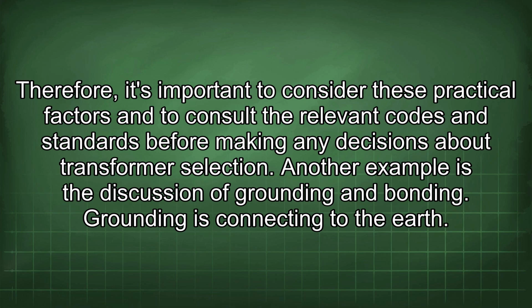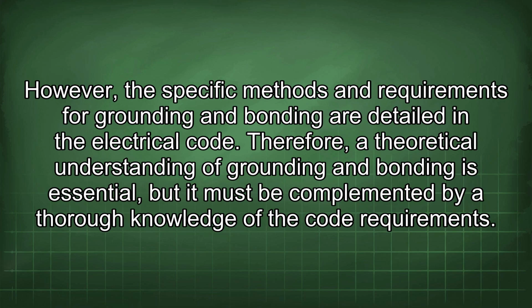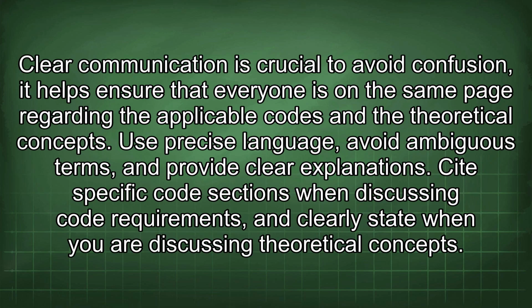Grounding is connecting to the earth. Bonding is connecting metal components together. Electrical theory explains the principles behind grounding and bonding. These principles are there to protect people from electrical shock and to provide a path for fault current to flow back to the source. However, the specific methods and requirements for grounding and bonding are detailed in the electrical code. Therefore, a theoretical understanding of grounding and bonding is essential, but it must be complemented by a thorough knowledge of the code requirements.